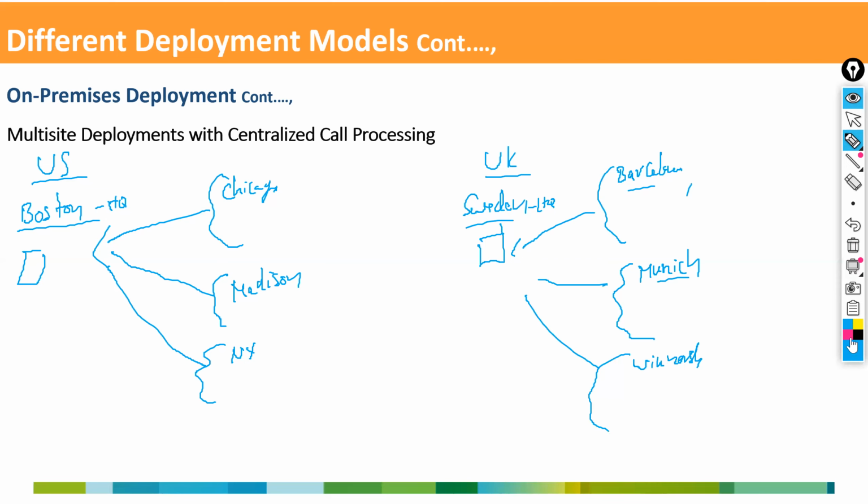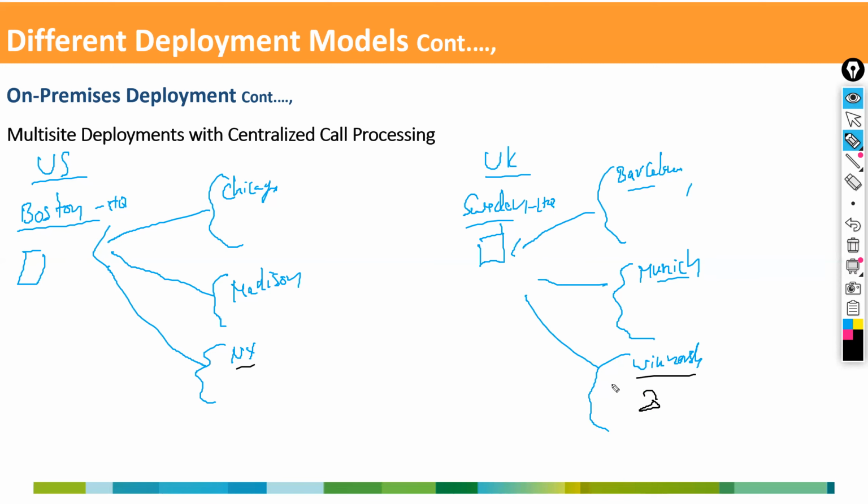Now you want to communicate from Winners to New York. Regions are different, but it's a single company, right? Now you want to communicate. There is one user here in Winners who wants to dial to New York. How does the communication happen?